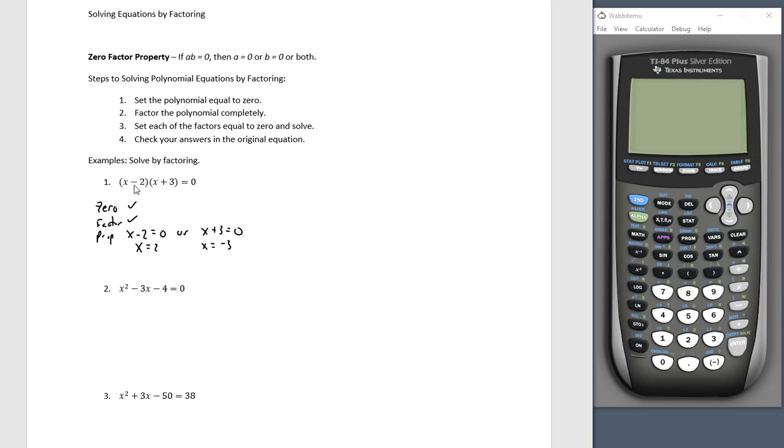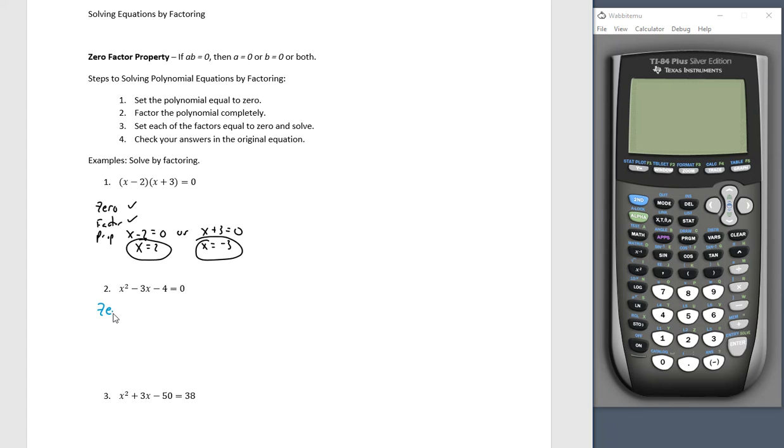Let's check. If we use 2, we have to use 2 in both places. 2 minus 2 is 0. 2 plus 3 is 5. 0 times 5 is 0. Awesome. Negative 3. Negative 3 minus 2 is negative 5. Negative 3 plus 3 is 0. Negative 5 times 0 is 0. They both work. Fantastic. Let's do another one.